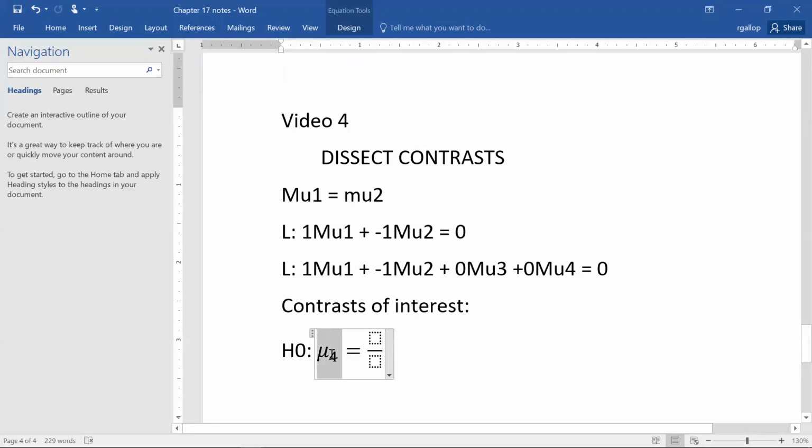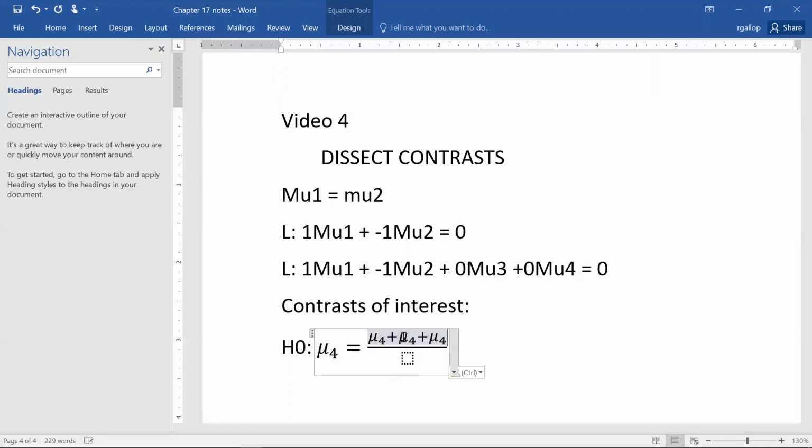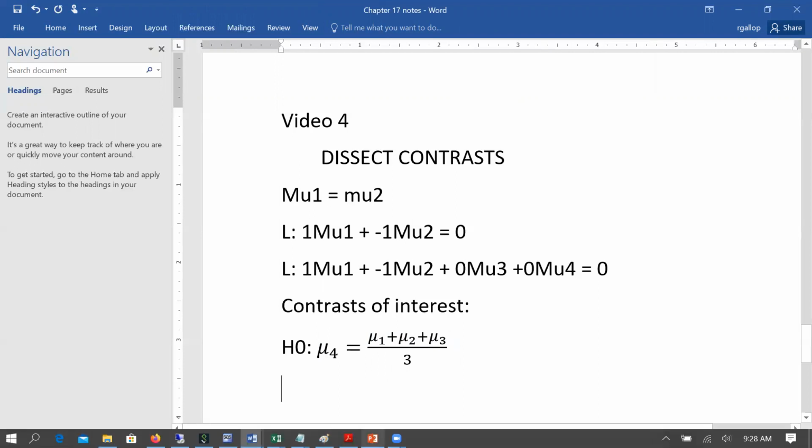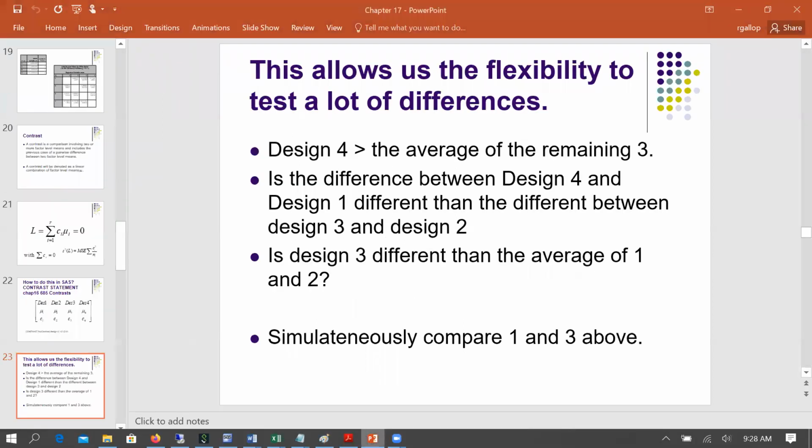So let me go real quick here, copy this guy. So this is the first contrast of interest that we want to look at. So we go, okay, it's kind of set up exactly what we saw before. That's the first contrast.